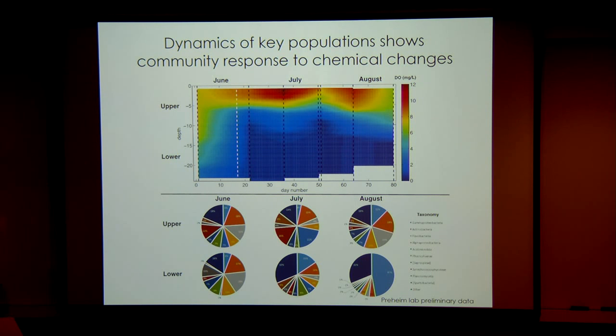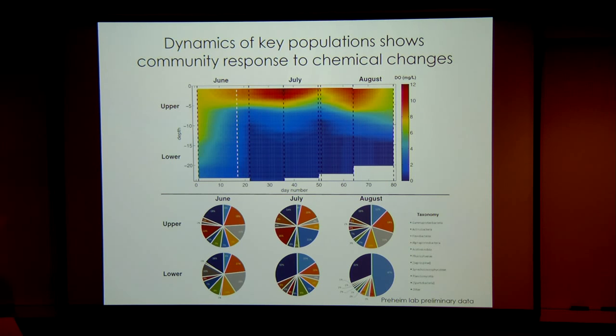But this is data over 2015, where this dark blue area is the dead zone, the very low oxygen environment in the Chesapeake. And these are the corresponding microbial community taxonomies. You can see that while the upper and the lower communities in June, when there was more oxygen available, seem very similar, once oxygen is depleted, the microbial communities at the top and the bottom of the bay really do start to look substantially different.